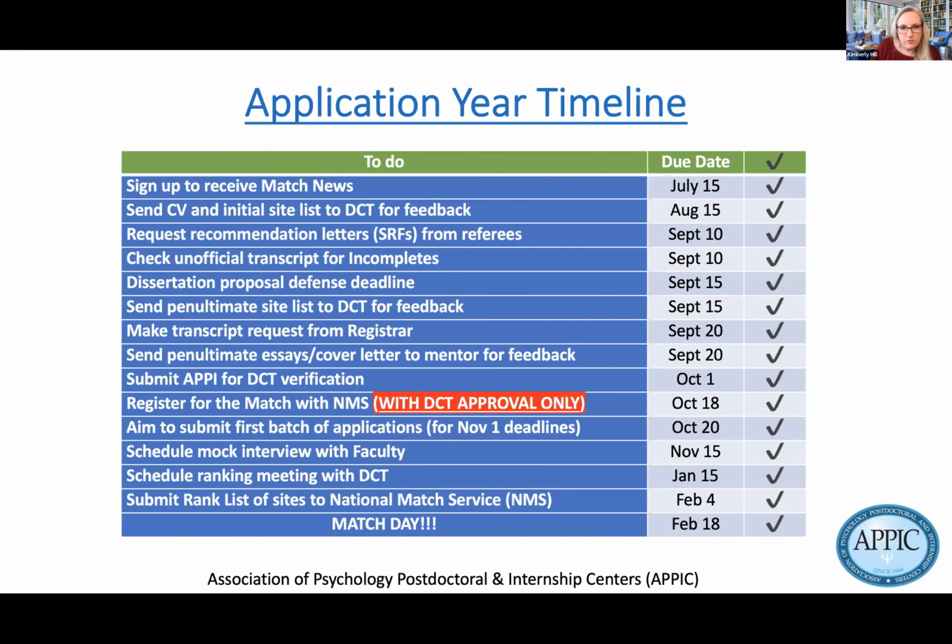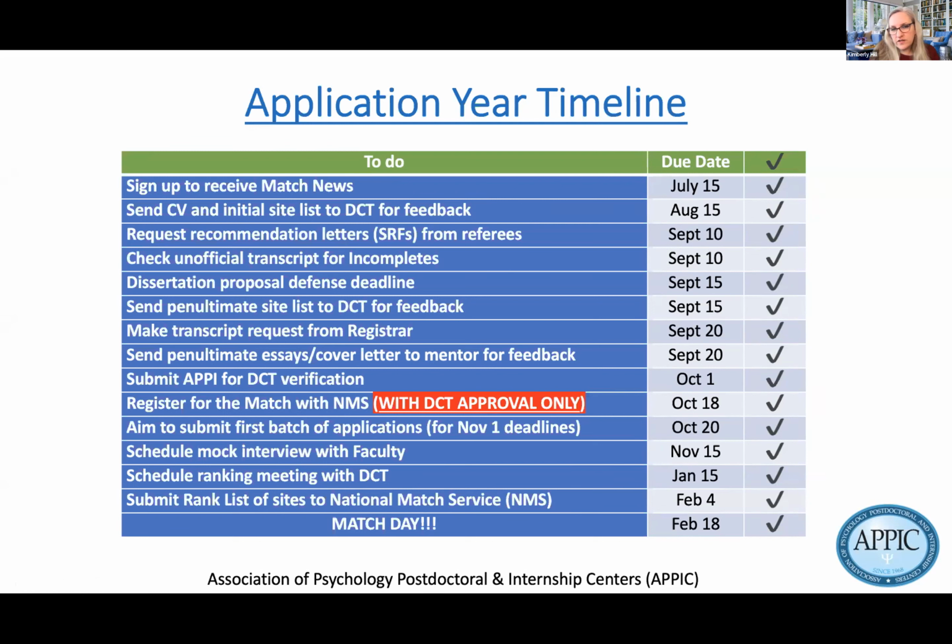I have them send me the penultimate site list for feedback, and order their transcripts early on in case they get lost. They can be sent by email, through a digital service, or on paper, all sorts of ways these days. Always ask them to send their penultimate essays and cover letter to a mentor for feedback. And then on October 1st, we have them submit their APPIC application for DCT verification, to give sufficient time for a feedback loop.